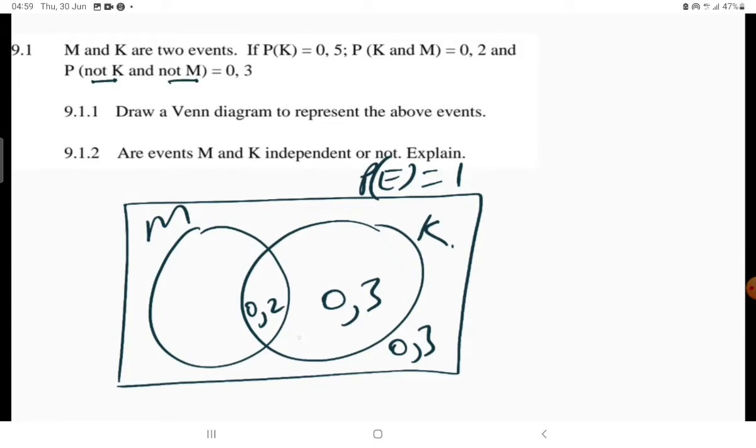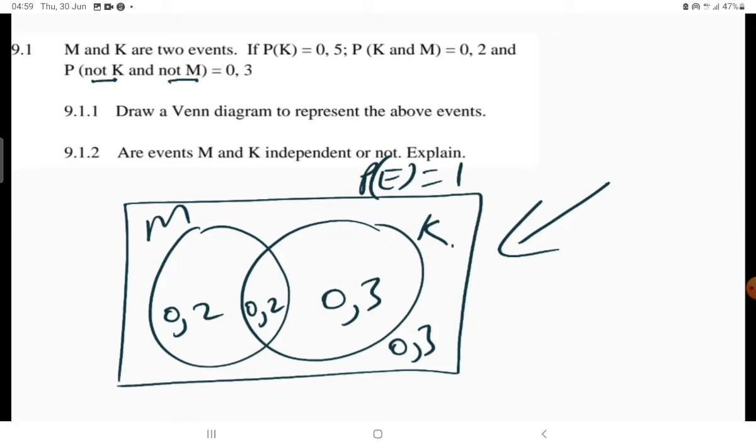So we need now to get to 1. If we add 0.3 plus 0.3 plus 0.2, that is 0.7. Then this is 0.8. Therefore we need 0.2 to get just 1 as the sum of all the probabilities of these events. So we have already drawn and represented that information in a Venn diagram, just like that.